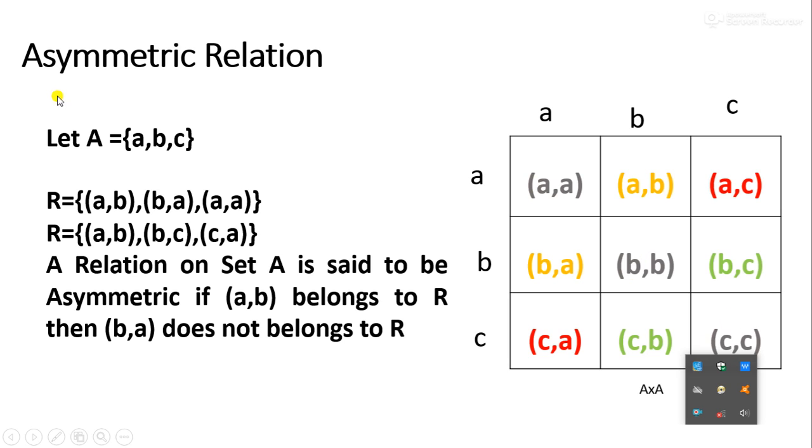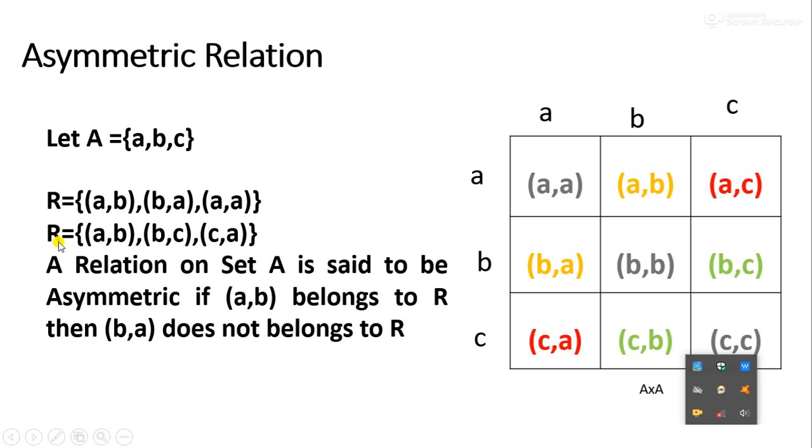So in asymmetric relations, if we include BA, then we don't need to include AB. If we include CA, then we don't need to include AC. So if one of the symmetric elements is there, then we don't need to include the symmetric pair of that element. Here in R1 we have AB, and another element is BA. So AB is the symmetric of BA. Therefore, this relation is not an asymmetric relation.